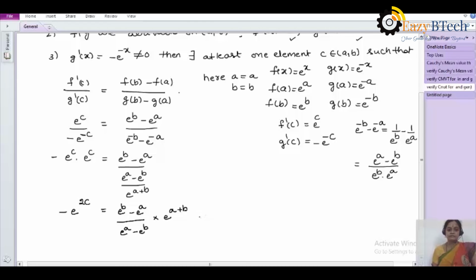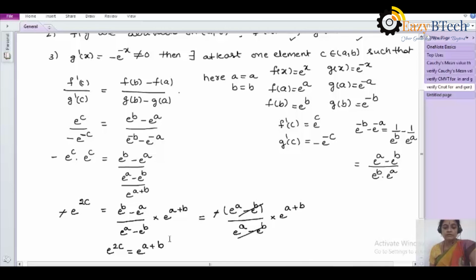So if you make minus common in the numerator, (e^a - e^b) divided by (e^a - e^b) into e^(a+b). And now these both terms will be cancelled and this minus also will be cancelled. The remaining term: e^(2c) is equal to e^(a+b).